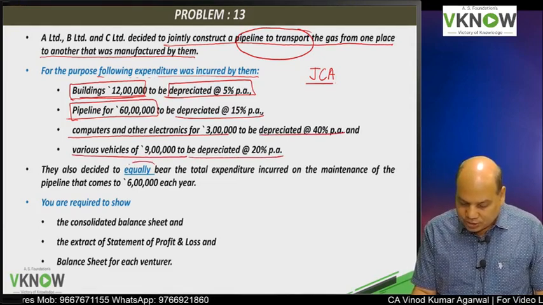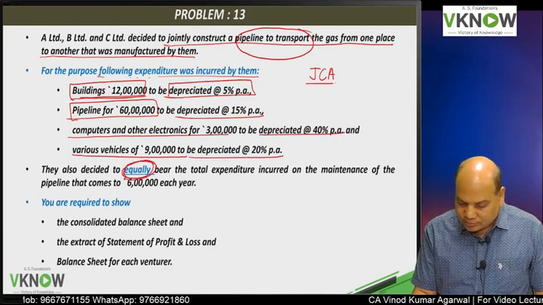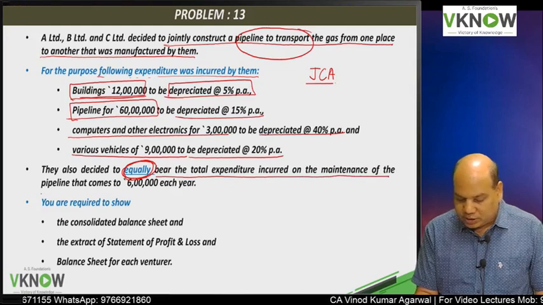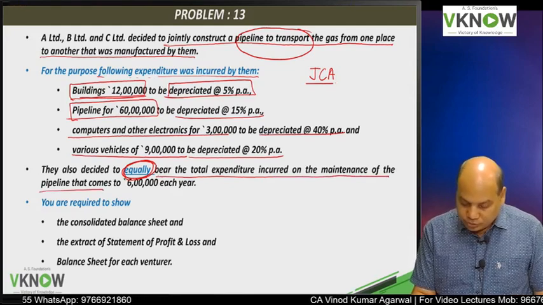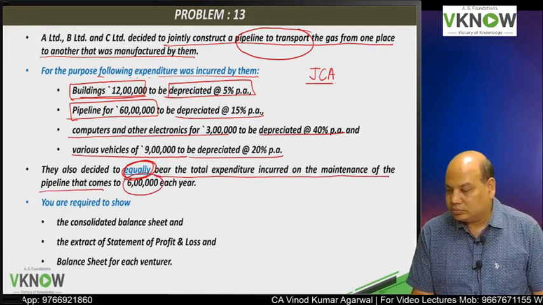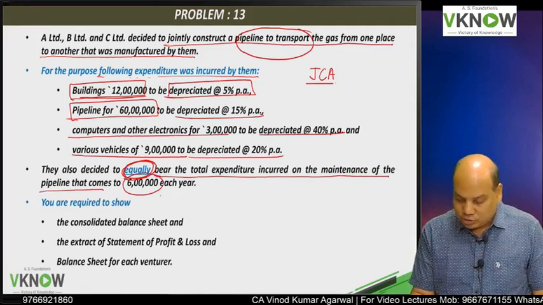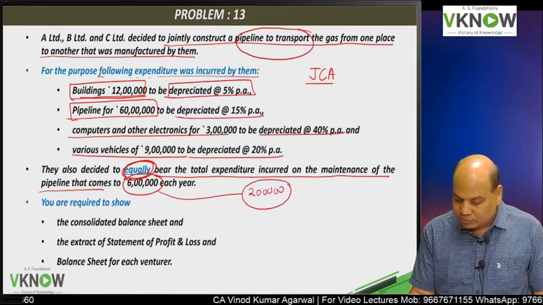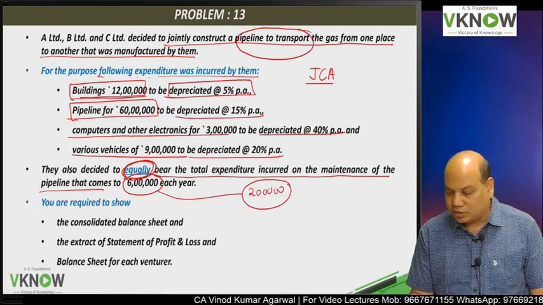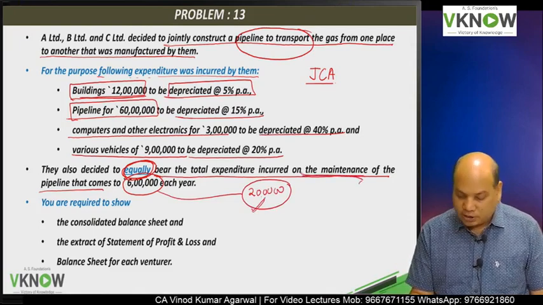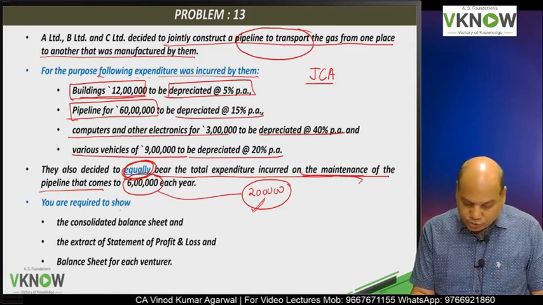They also decided to equally bear the total expenditure incurred on the maintenance of the pipeline, which comes to rupees 6 lakh each year. There are 3 venturers, so each venturer will bear 2 lakh rupees expenditure related to maintenance of the pipeline. So what are we supposed to do?